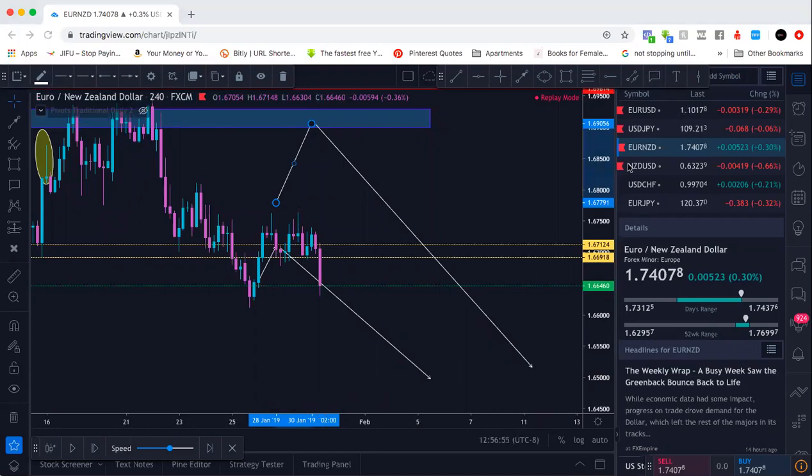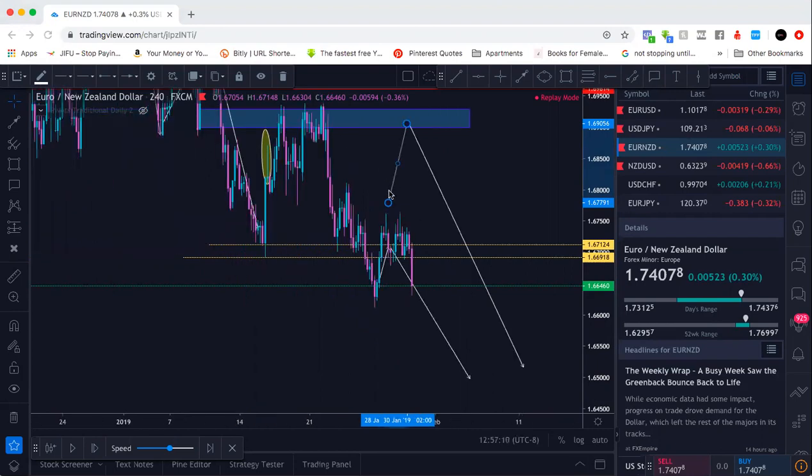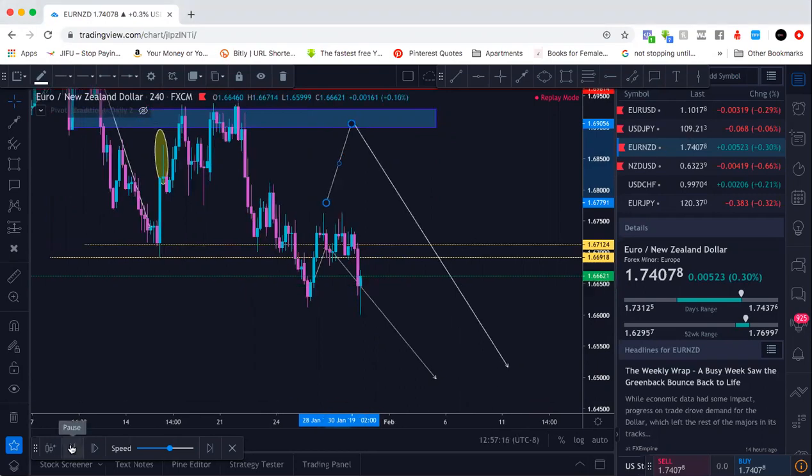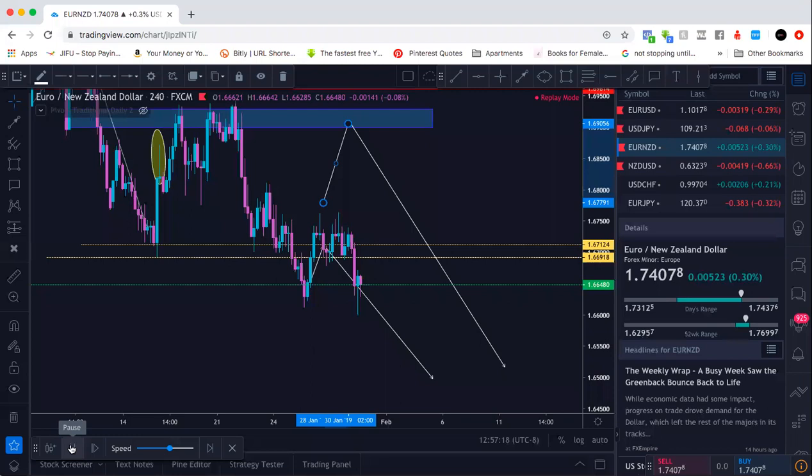It's called an evening star. It's a nice large candle with a little doji in the middle, with another candle that matches the same length. It's called an evening star. That's your bearish price action right there. And then when it's the other way, it's called a morning star because it's going up. I just remember that because it's morning and evening.